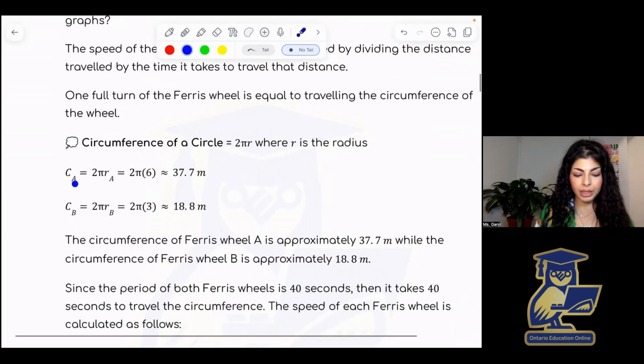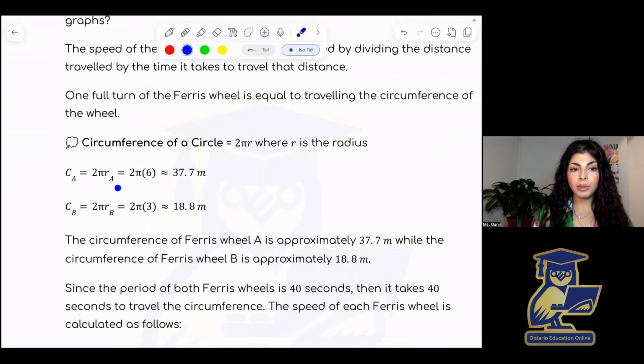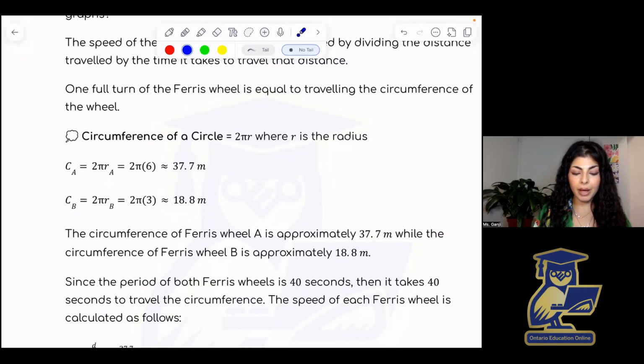In Ferris wheel A, we have 2 pi RA, where RA is the radius of Ferris wheel A. And so 2 pi times 6 is approximately 37.7 meters. In the second Ferris wheel, the circumference is 2 pi times 3, which is approximately 18.8 meters. So one full turn of the first Ferris wheel is 37.7 meters, whereas the second Ferris wheel is 18.8 meters. And here's also a second confirmation that Ferris wheel B is a smaller Ferris wheel.